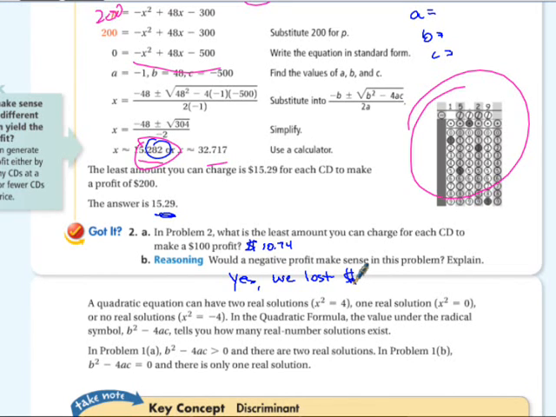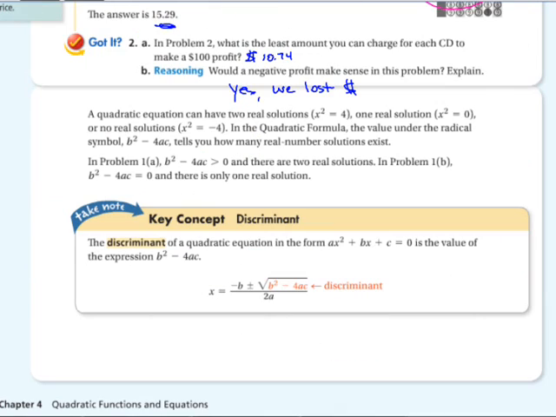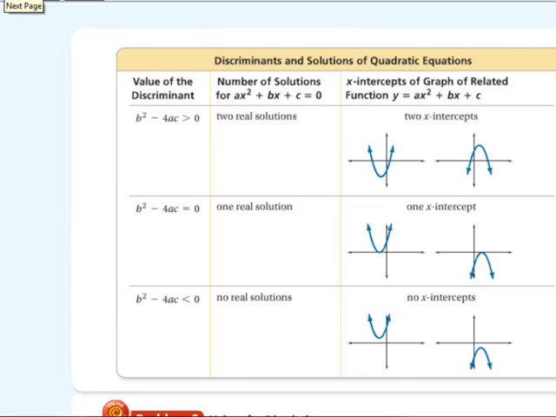At the bottom of the page, we talk about what the discriminant is. The discriminant is just the inside part underneath the radical. And what we can use that for is we can determine whether or not a quadratic has two real solutions, one real solution, or no real solutions, okay? And we do that based on what we get. And there's a very nice chart right here that explains that.